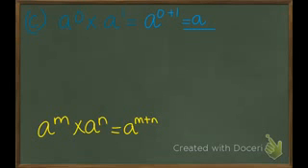Now you could have done this another way. You could have said that a to the power of 0 is 1. So you could have done 1 multiplied by a to the power of 1. And anything multiplied by 1 is itself. So we have a to the power of 1. And a to the power of 1 is a. So you get the same answer. It doesn't matter which method you use. Now let's try part D.